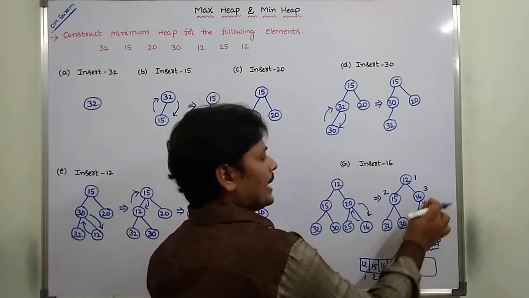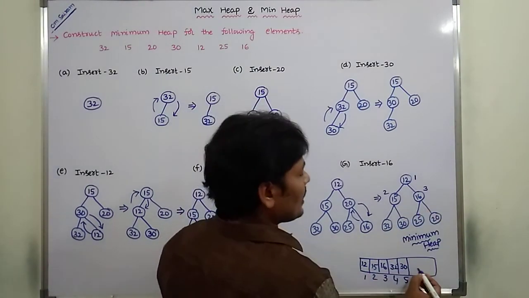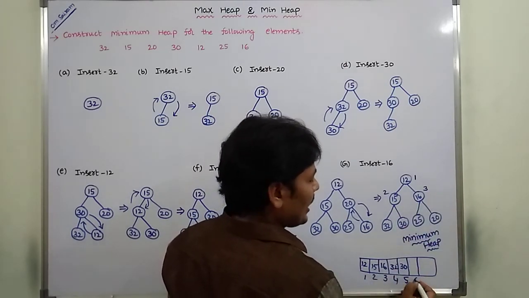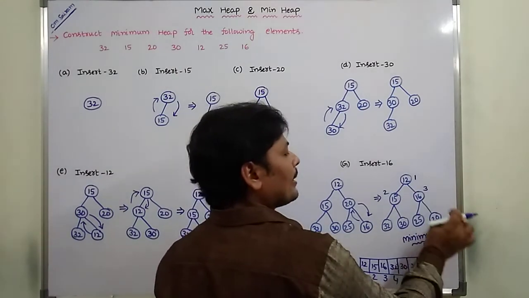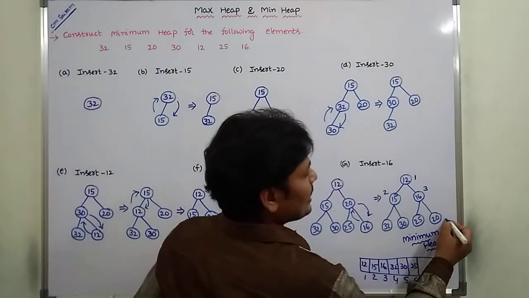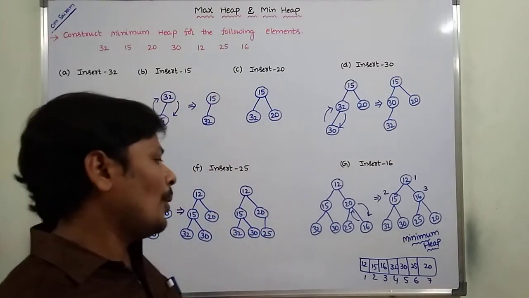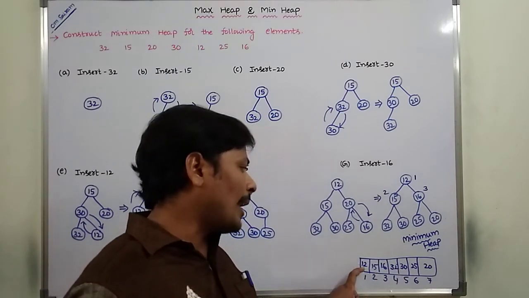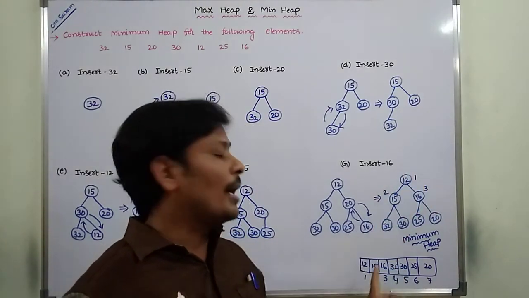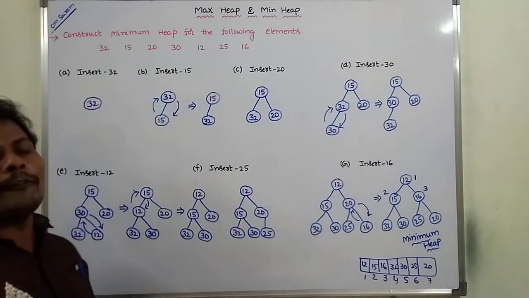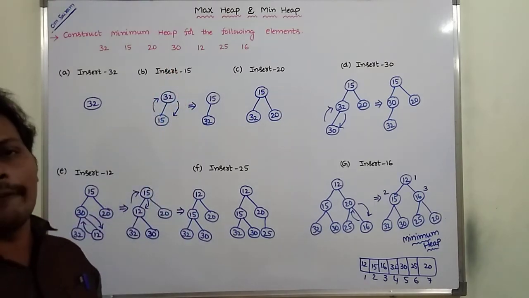Next, 16's left child is 25. Its left child is located at the 2i position. With i value 3, 2 into 3 is 6. At index 6, 25 is stored. Next, 16's right child is 20. It is located at 2i plus 1. With i value 3, that is 2 into 3 plus 1, so here 20 is stored. So among all the elements, 12 is minimum. Here 12 is minimum among all its descendants. So this is the construction of a minimum heap for the given elements.